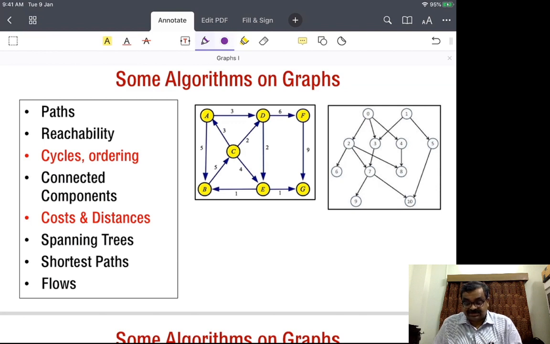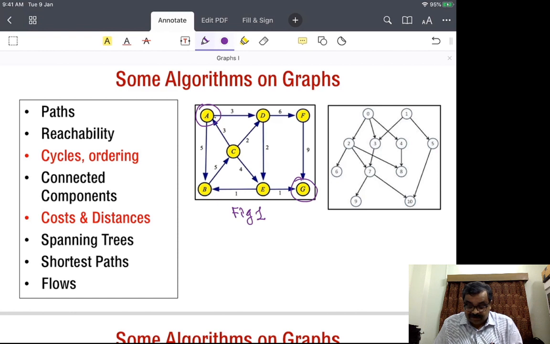Costs and distances. As we just mentioned, a directed graph has got costs. And suppose this graph of figure 1 is a road network graph. We may want to know what is the shortest cost path from A to G. And we can see that there are several paths from A to G.